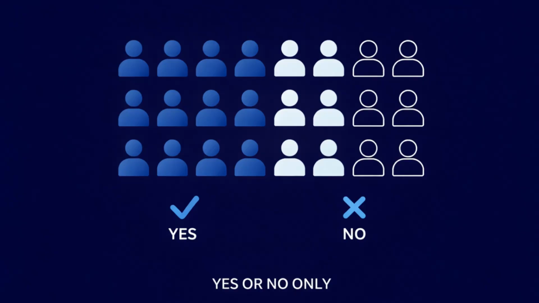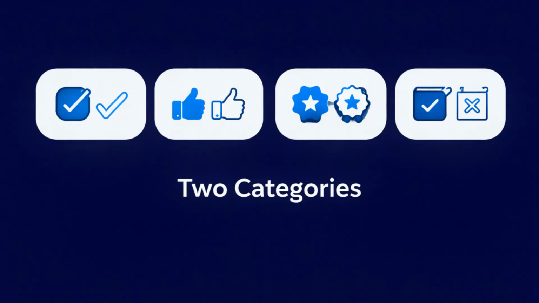A proportion always comes from a yes or no question. Each individual or item either belongs in the yes category or the no category. There are no partial answers. This is what makes a proportion different from an average or a measurement. Examples of proportion questions include the proportion of students who pass an exam, the proportion of customers who would recommend a product, the proportion of voters who support a candidate, or the proportion of items in a shipment that are defective. In each case, every observation can be sorted into one of two groups.